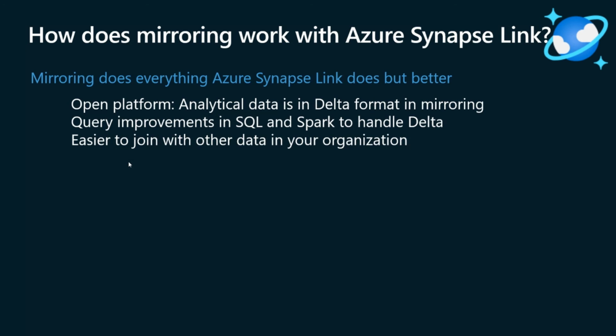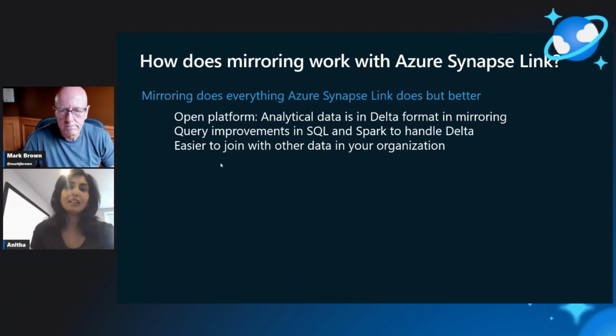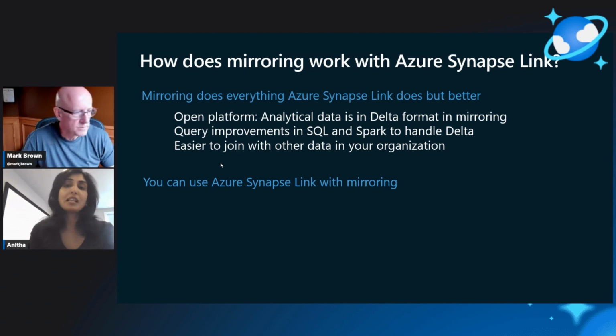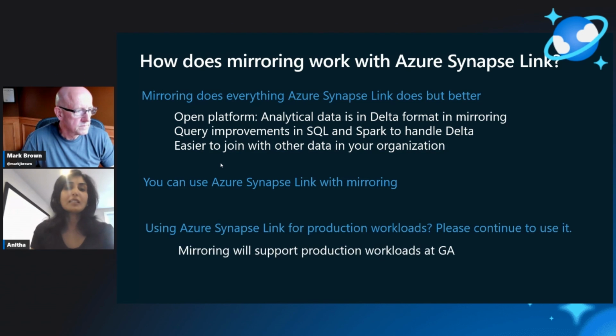Similarly, because the data is stored in Delta format, the query improvements that we've done in SQL and Spark in Fabric make the queries really, really fast. So we'd like our Synapse Link customers to try out mirroring. And overall, it's super easy to join the data across the organization. The data silos are gone, and it's much simpler to do that with Microsoft Fabric than Azure Synapse Link. And if they do have Azure Synapse Link already set up, they can use it with mirroring as well. They can enable both features on the same account while they're testing it.